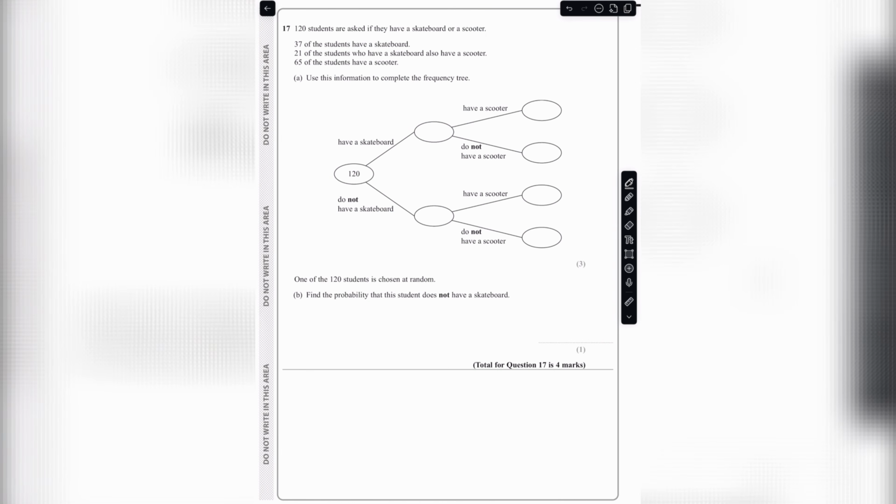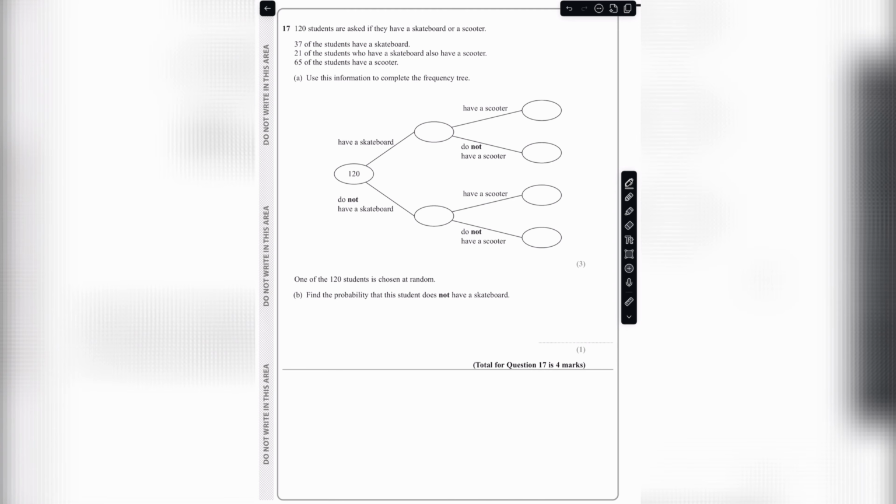In question 17, 120 students are asked if they have a skateboard or a scooter. 37 of the students have a skateboard. 21 of the students who have a skateboard also have a scooter. 65 of the students have a scooter. Use this information to complete the frequency tree.